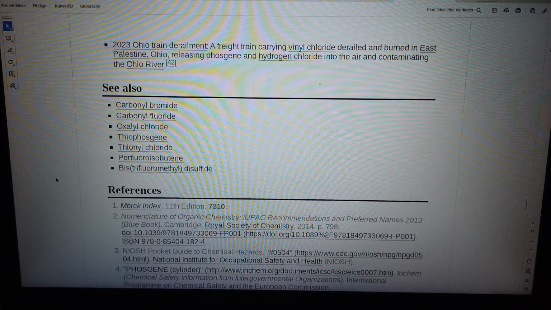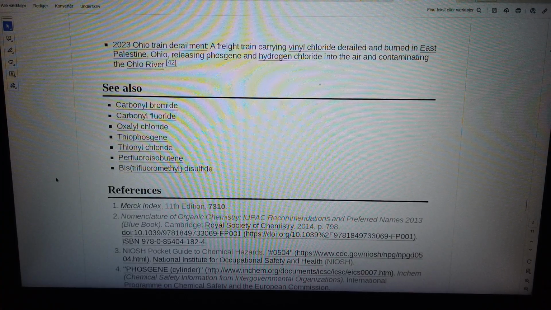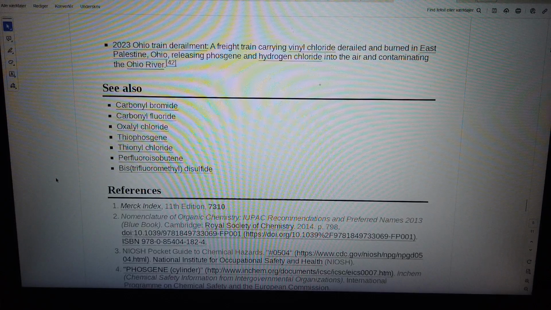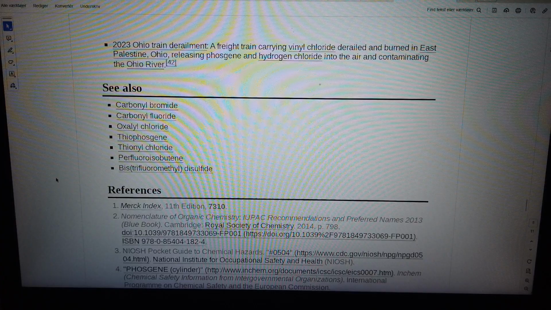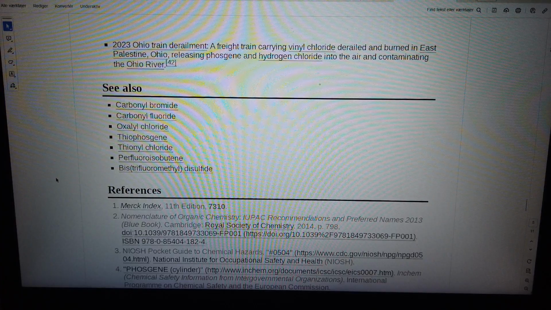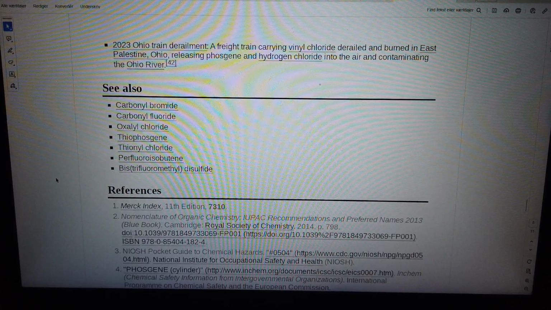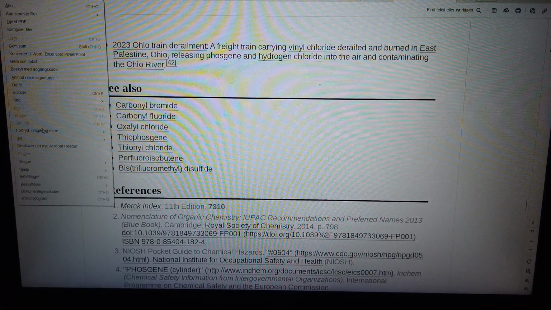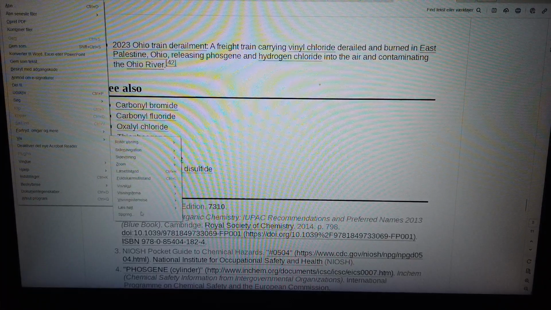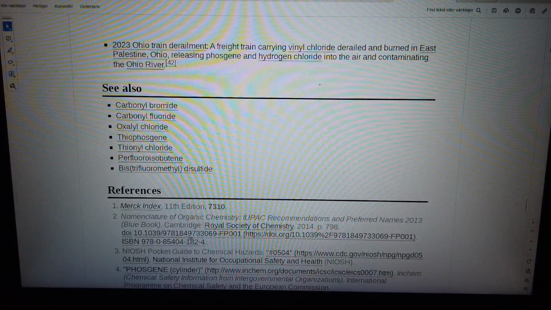42. See also: carbonyl bromide, carbonyl fluoride, oxalyl chloride, thiophosgene, thionyl chloride, perfluoroisobutene, bis(trifluoromethyl) disulfide. References.